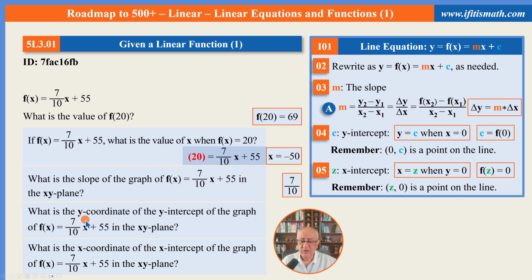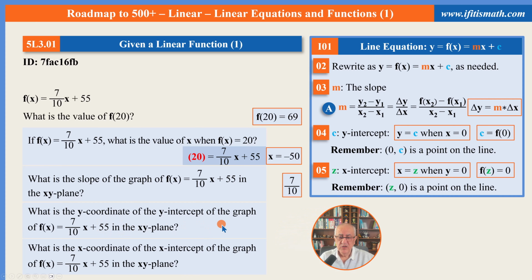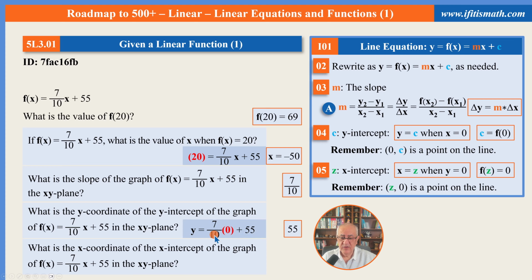Now, if they are asking about the y-coordinate of the y-intercept, they are asking for c, I mean. So c is going to be 55. If you don't want to remember that c is 55, what you can do is very easy. c is the value of y when x equals 0. So all you need to do is rewrite this, make x equal 0, and find the value of y, or c. So y equals 7 over 10 times 0 plus 55, because c per definition is the value of y when x equals 0. So you'll end up with y equals 55. This is what we got here.